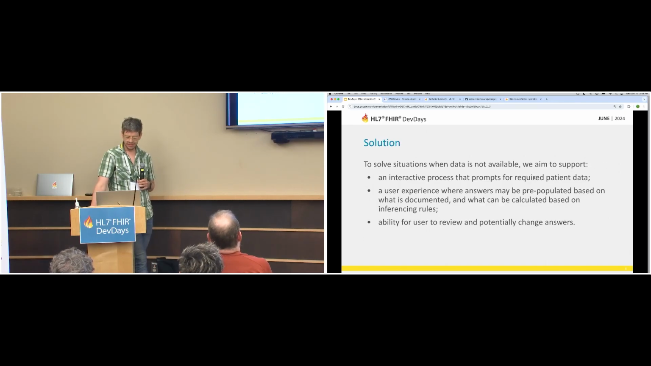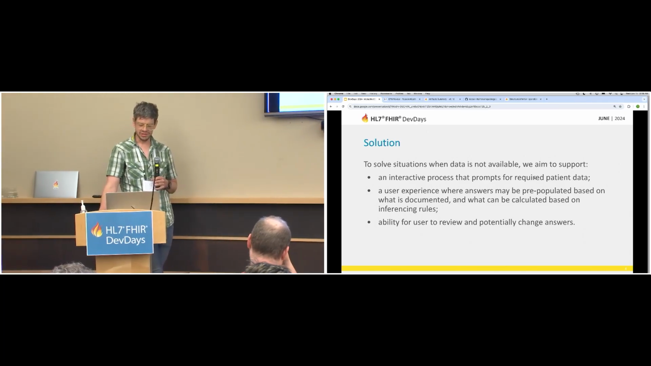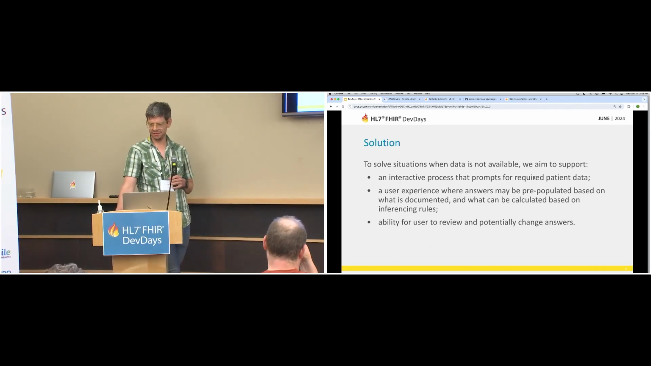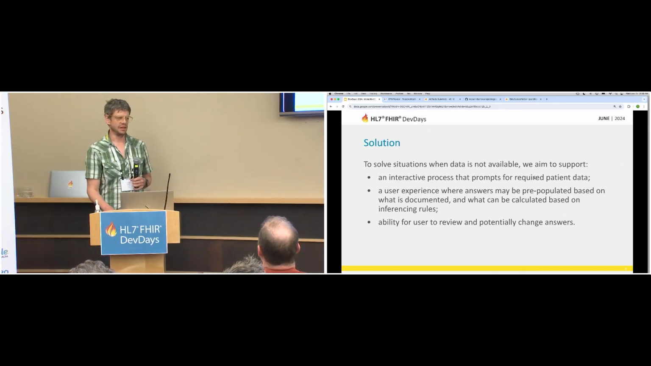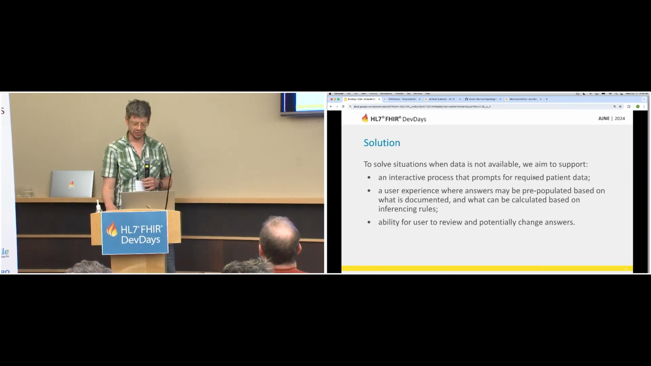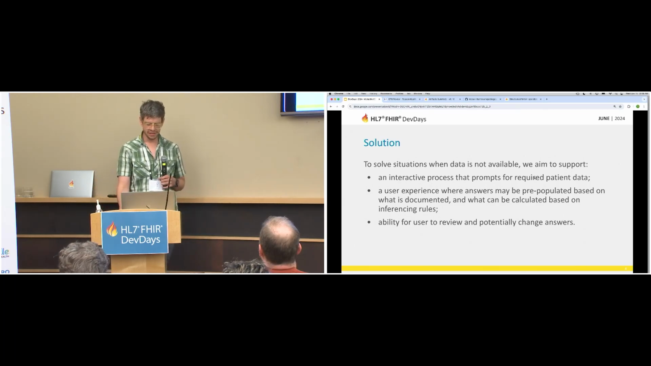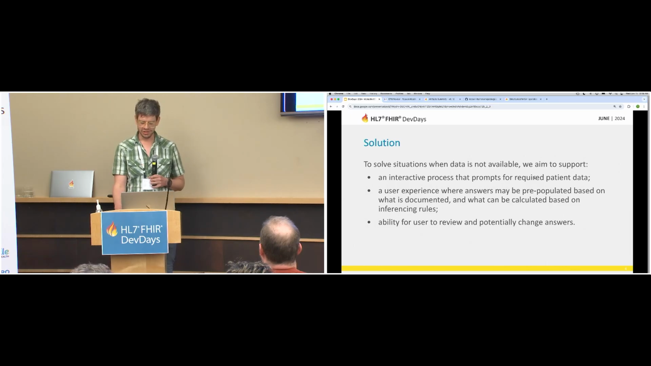And so what we wanted to do was to build an interactive process that prompts whoever's using the system for the information that's missing. And we wanted a user experience where the answers may be pre-populated based on what is documented, and also the option to create inferencing rules. Sometimes you can calculate like BMI if you know height and weight, or if you know the staging of a tumor, you can calculate the stage, stuff like that. And we also wanted to allow a user to review and potentially change the answers.